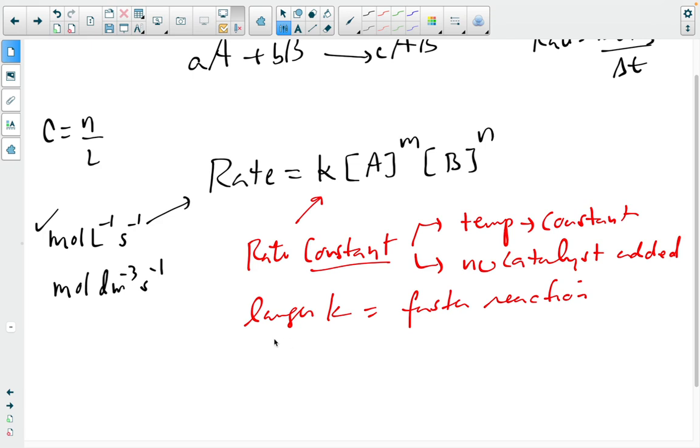One of the other things you should know is that k has variable units, and we will talk about that. Basically, what that means is that the units will change. They're not always the same.